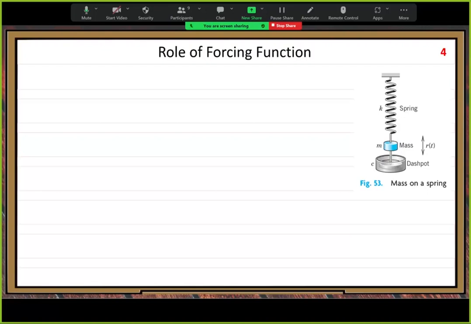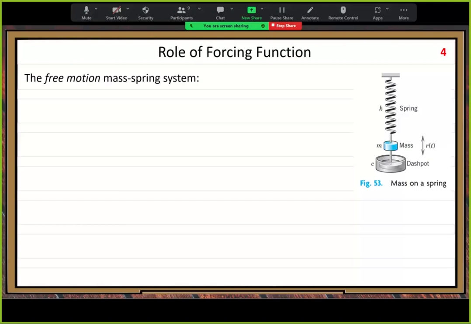Little r function, r of t. So what's that r of t? The function here, with two arrows, up or down, represents the forcing function. The direction could be up or down, positive or negative directions.